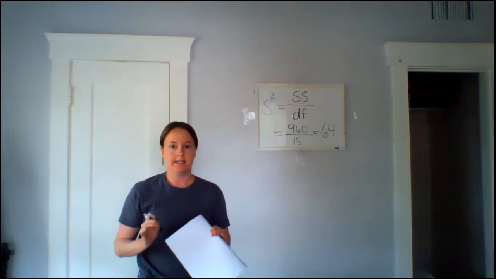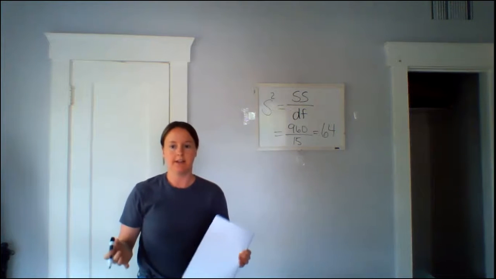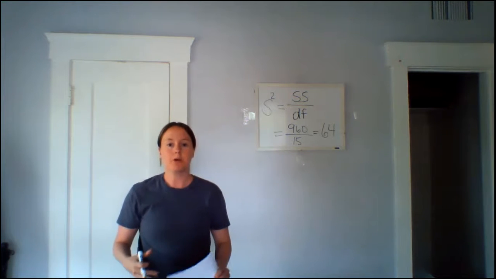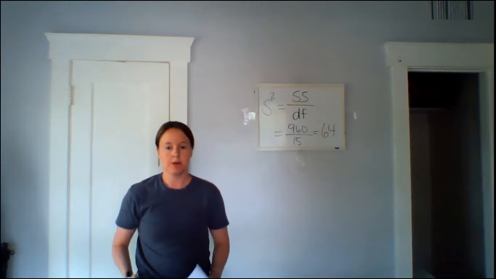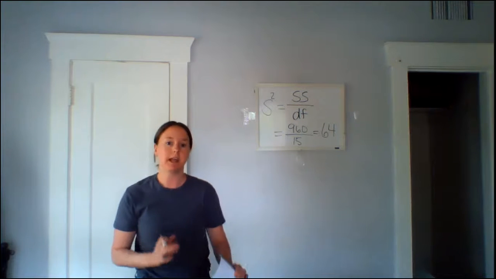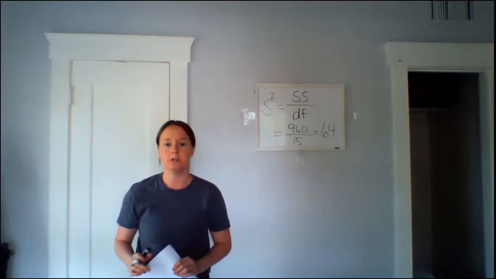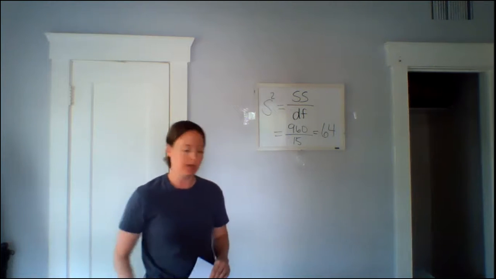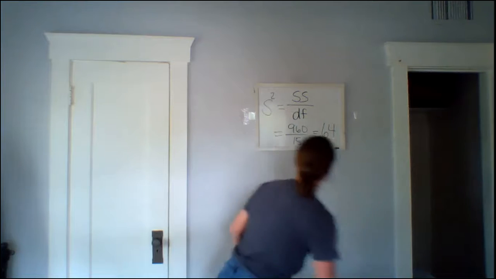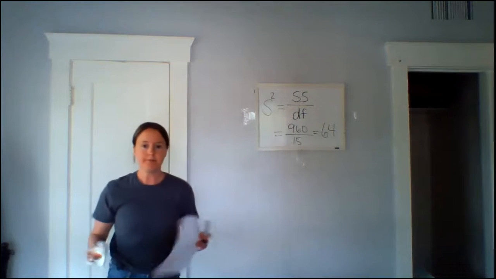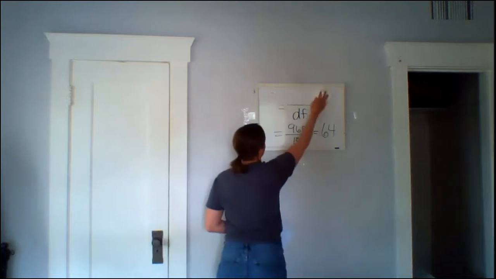We needed to calculate the standard error to get the confidence interval. That requires us to know the variance. The problem did not give us the variance, but it gave us the sum of squares, which we can use to compute the variance, as shown here on the board. Okay, we have 64 as our variance.